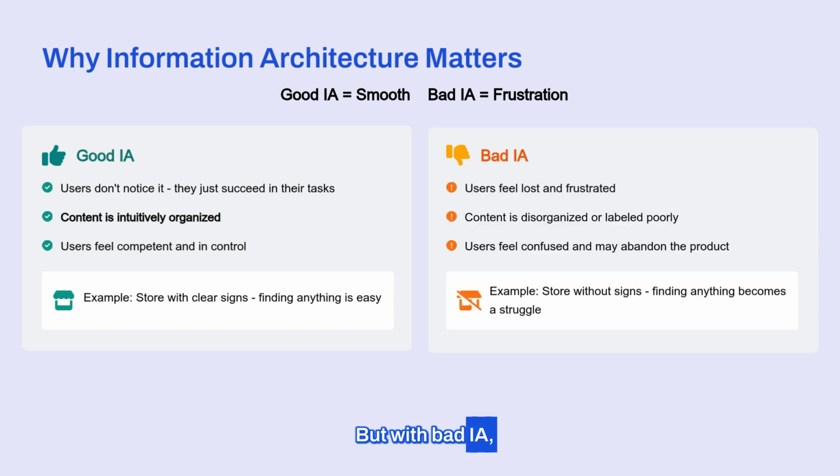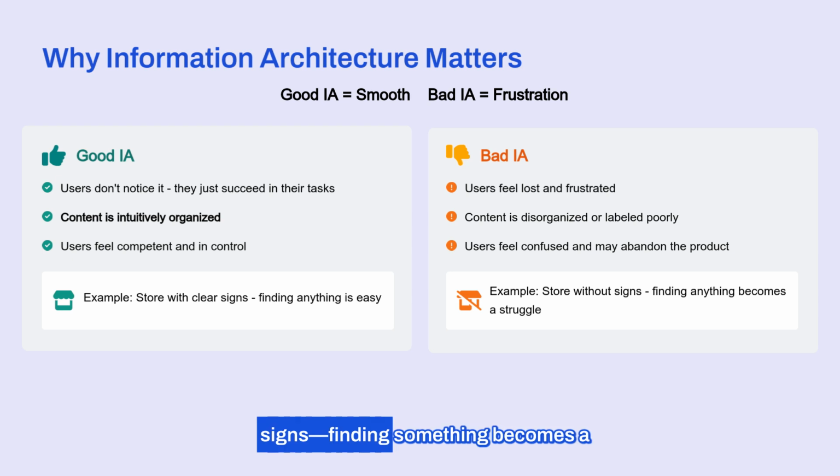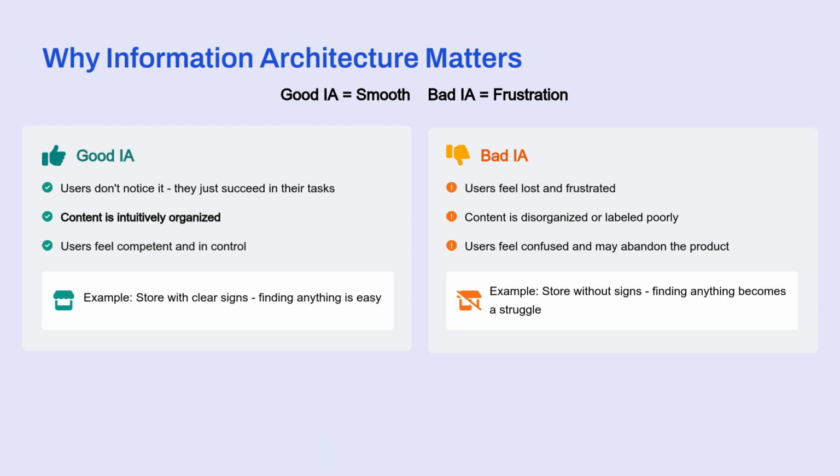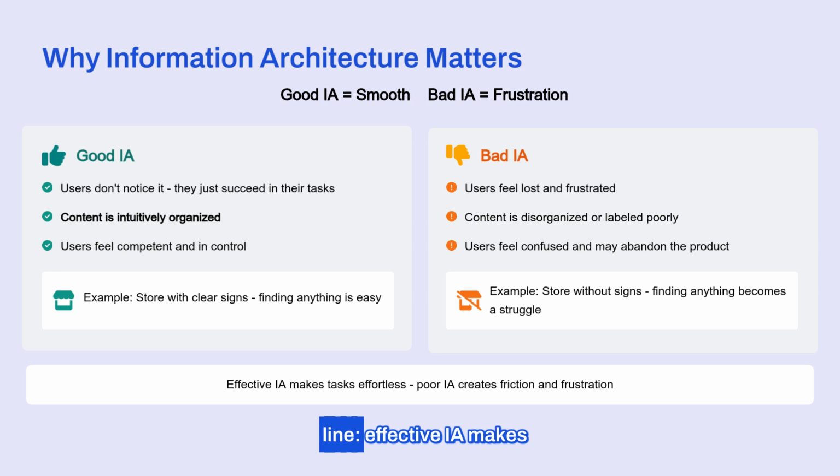But with bad IA, the opposite happens. Users feel lost, frustrated, and overwhelmed. Content is disorganized or poorly labeled, and many people simply give up and abandon the product. It's like walking into a store without any signs. Finding something becomes a struggle. So here's the bottom line. Effective IA makes tasks effortless, while poor IA creates friction and frustration.